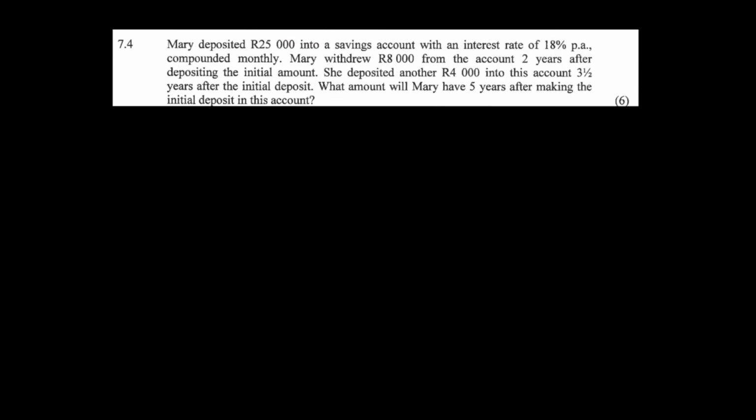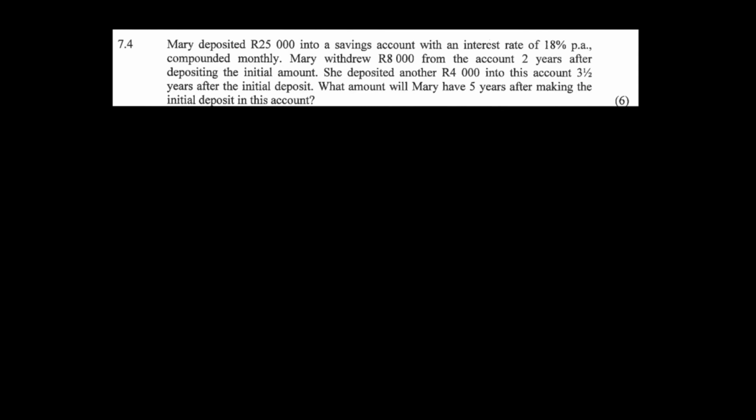Question 7.4 is also a timeline question, and again we need to read from the beginning to the end to work out the period of time that we're dealing with. So here we're talking about Mary. She's deposited 25,000 Rand into a savings account with an interest rate of 18% per annum compounded monthly. Mary withdraws 8,000 Rand from the account 2 years after depositing the initial amount. She then deposits another 4,000 into the account 3.5 years after the initial deposit. What amount will Mary have 5 years after making the initial deposit in this account?